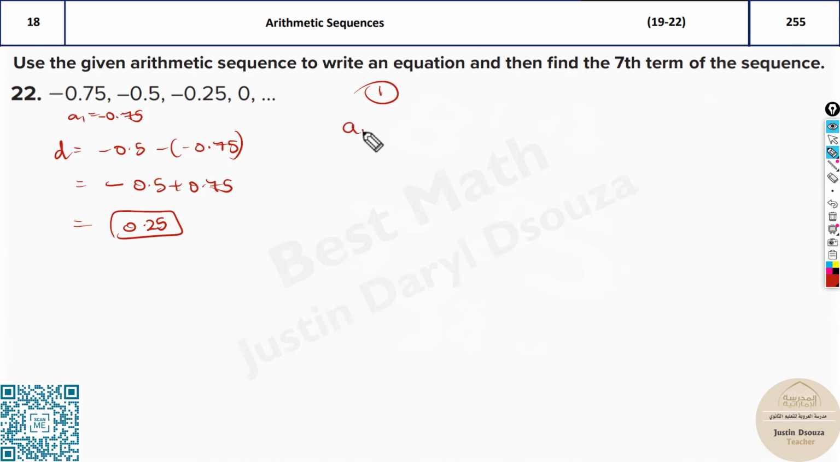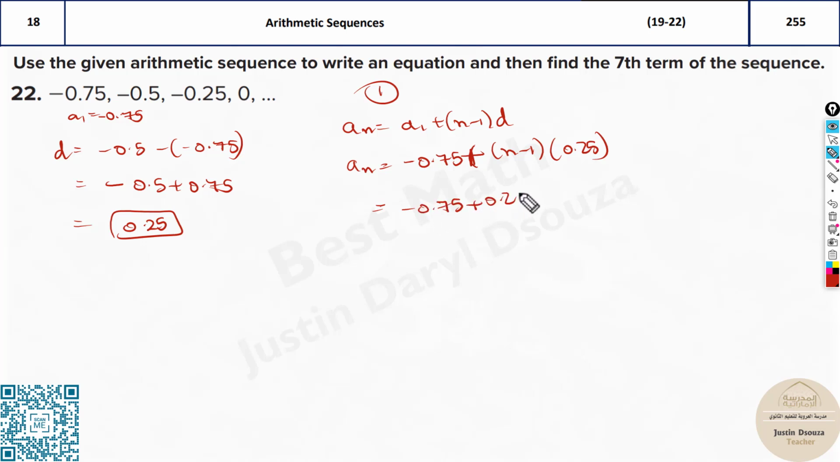The first equation is given by an equals a1 plus n minus 1 times d. And what is the nth term? We have to just substitute a1 and d, that is minus 0.75 plus n minus 1 times 0.25. Let's solve this up. Negative 0.75 plus 0.25n minus 0.25. And when we simplify this, it'll be 0.25n, minus and minus becomes minus only, and add them up, it'll be minus 1.